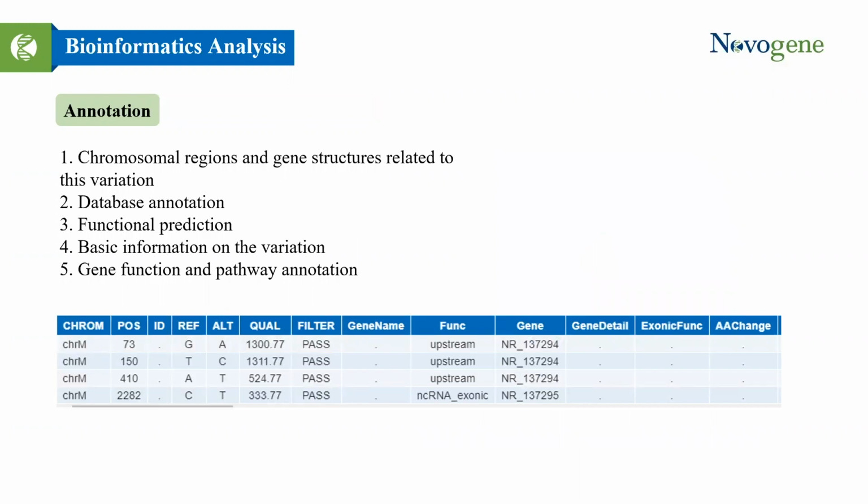After analysis is finished, the mutations are annotated to the genome. Annotation information includes file parts, chromosomal regions, and gene structures related to this variation, database annotation, functional prediction, basic information on the variation, and gene function and pathway annotation. Here, we can see an example table of the annotation result that contains the file aspects I mentioned above.